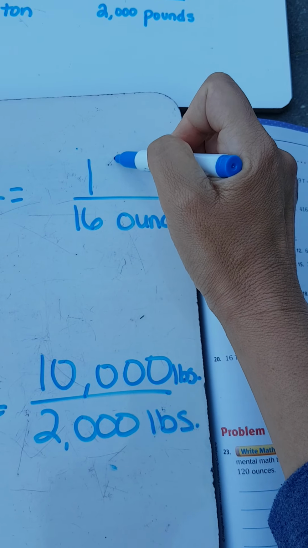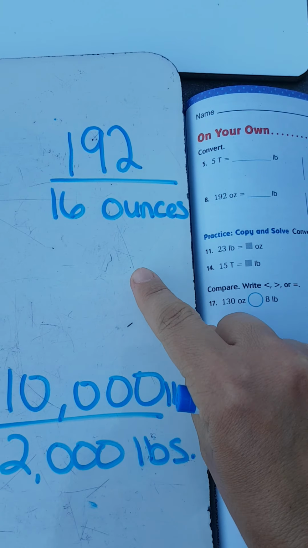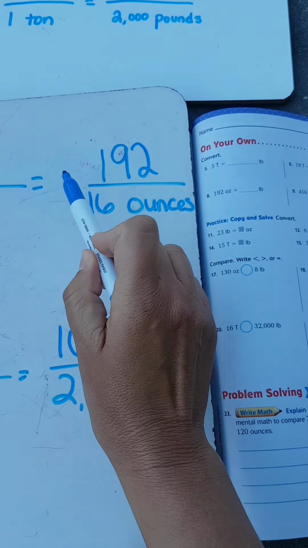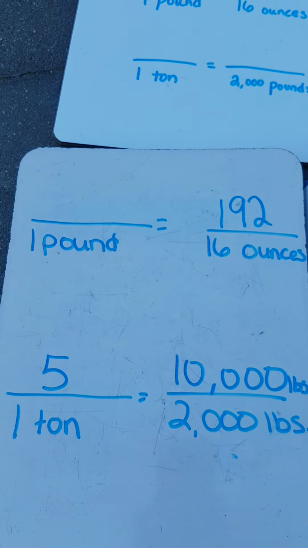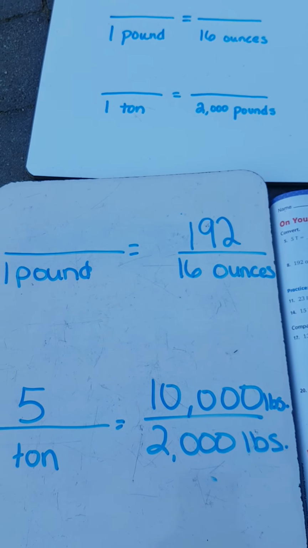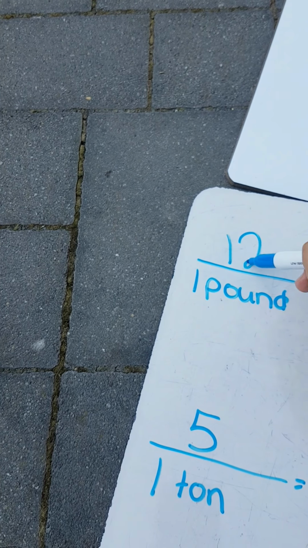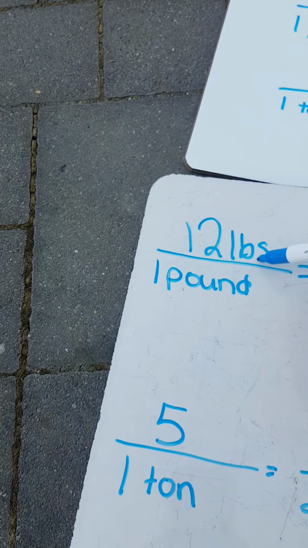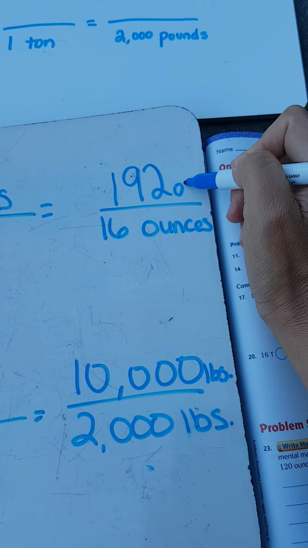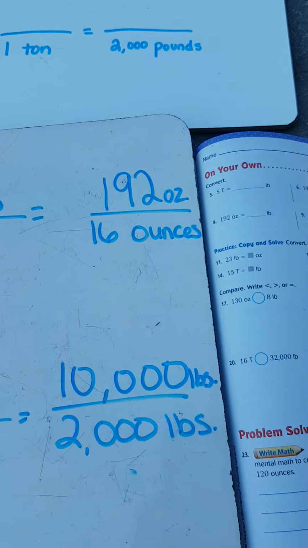I'm going to put 192 over here because remember it says ounces. So I'm going to put it over where it says ounces. And now I just cross multiply. 1 times 192 is 192 divided by 16 equals 12. So 12 pounds equals 192 ounces. 1 pound is equal to 16 ounces.